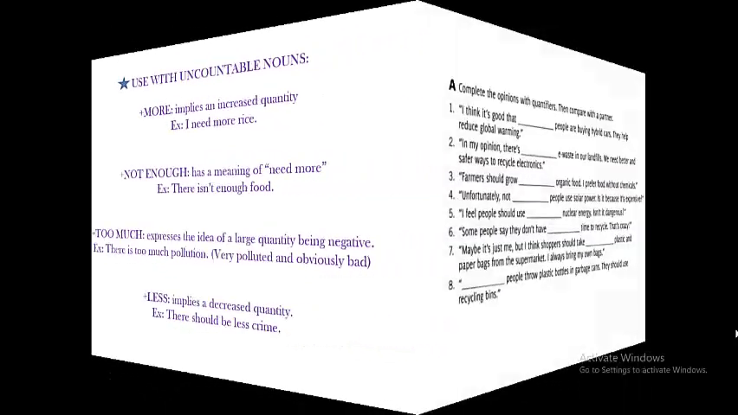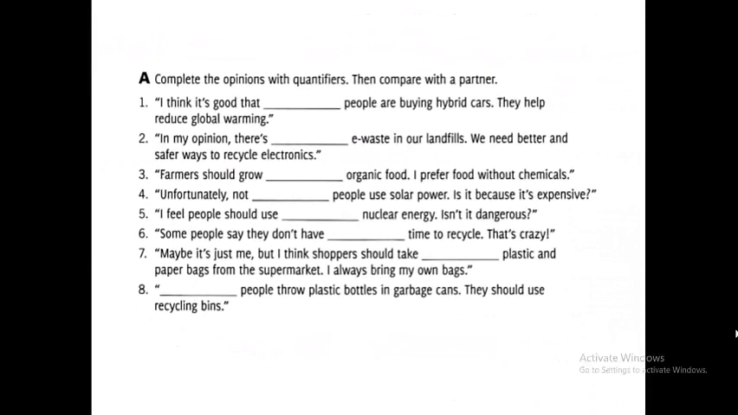And here comes some exercises to practice. Complete the opinions with quantifiers, then compare with a partner. Okay, I'm gonna read individual questions for you. Think about it and find out your answer. Then compare them with your partner. The first question, I think it's good that blank people are buying hybrid cars that help reduce global warming.